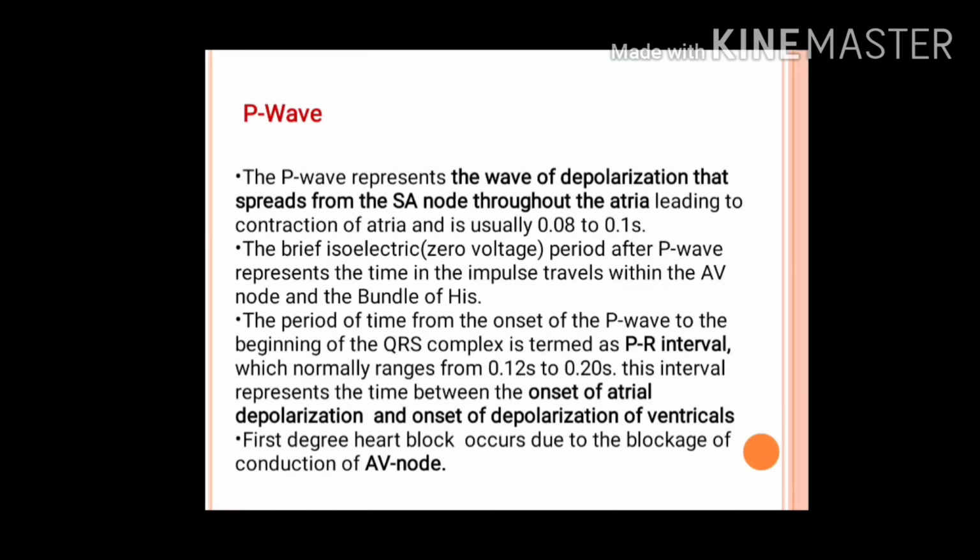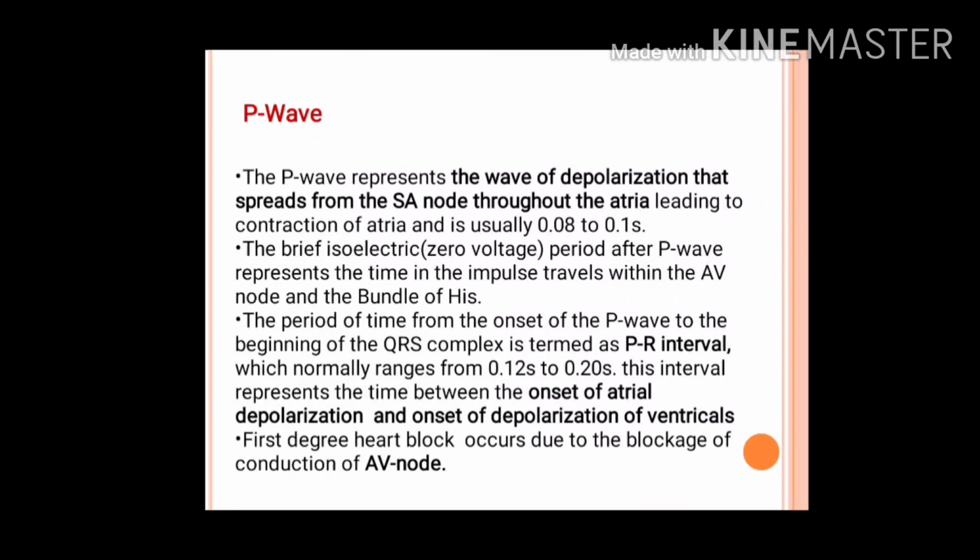The period of time from the onset of the P wave to the beginning of the QRS is termed as PR interval, and it lasts from 0.128 to 0.2 seconds. This interval represents the time between the onset of atrial depolarization and onset of ventricular depolarization.